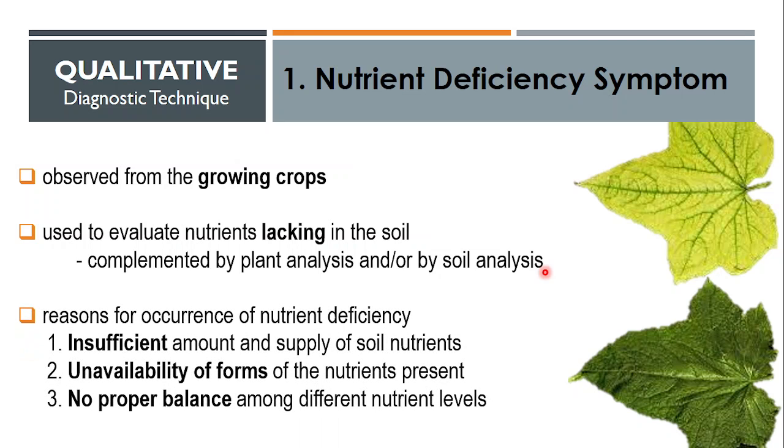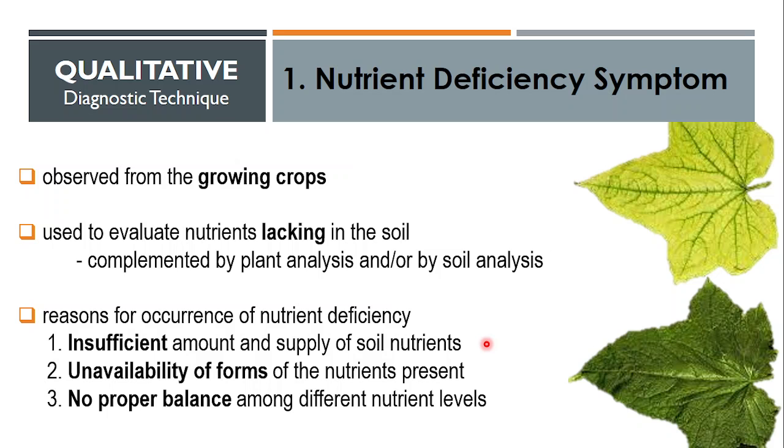Okay, ano nga ba yung reasons for the occurrence of nutrient deficiency symptoms? The first one is the insufficient amount and supply of soil nutrients. Kulang talaga yung elements sa ating soil. Okay. So, I believe that you have discussed in Module 1 kung ano yung mga nutrient deficiency symptoms. Iba-ibang nutrients, iba-iba din yung nutrient deficiency symptoms that they manifest to our crop.